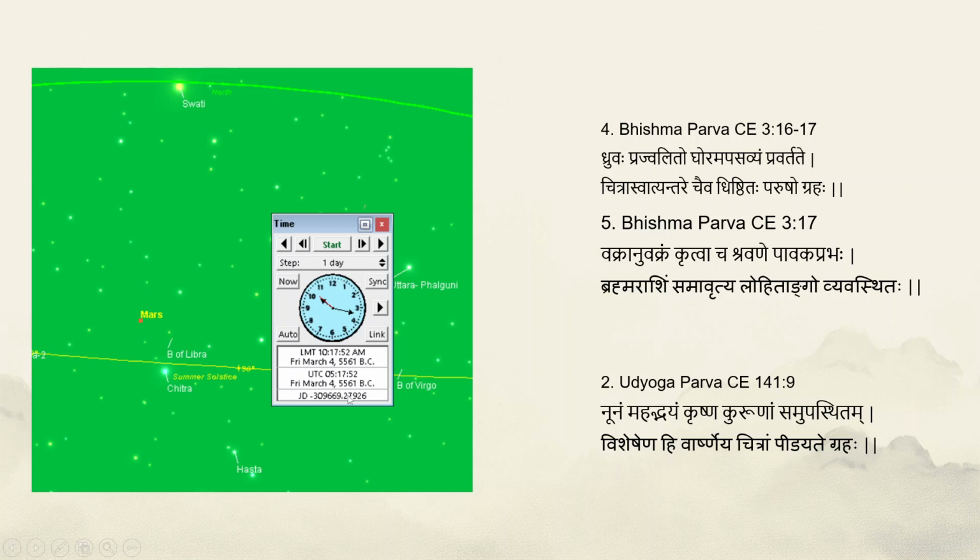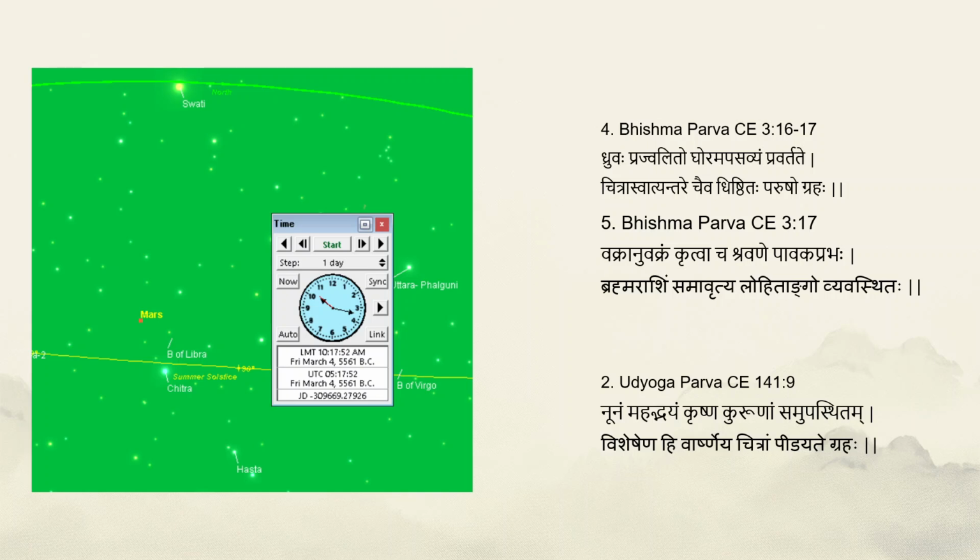And the way it has come is it has come from here and then it has gone all the way to the end of Swati near Vishakha, has come back all the way to Chitra and then gone back. That is again a signature retrograde for Mars. Okay. Now what is the equivalent reference? The reference is here, Bhishma Parva. ध्रुवं प्रज्वलितो घोरम अपसव्य प्रवर्तते चित्रा स्वात्यंतरे चैव दिष्टितः परुष ग्रह. The next verse there is वक्रानुवक्रम कृत्वां च श्रवणे पावक प्रभा ब्रह्मराशिं समावृत्य लोहितांगो व्यवस्थितः.